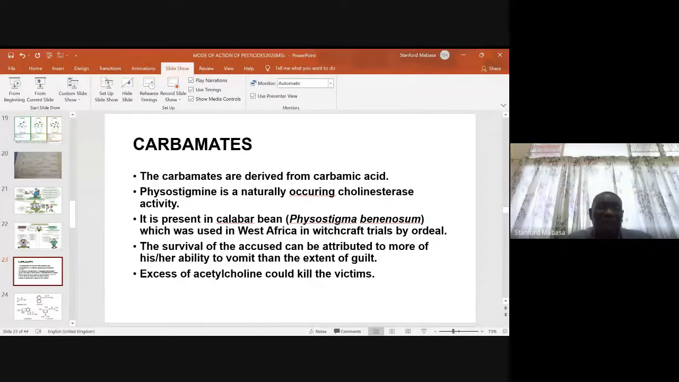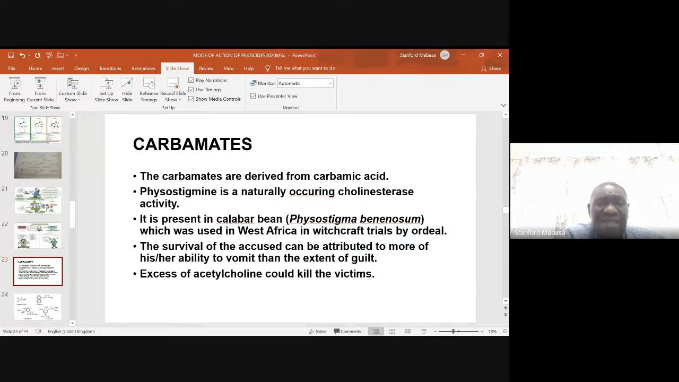We move on to carbamates. The carbamates are derived from carbamic acid. And we've got what is known as physostigmine, which is a naturally occurring cholinesterase. It is present in the calabar bean or Physostigma venenosum. It's a bean which is found in West Africa.